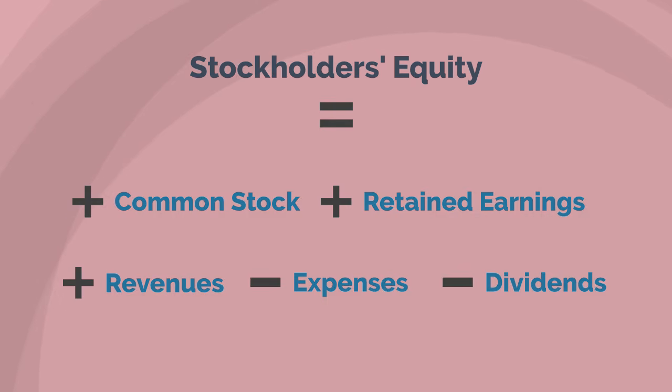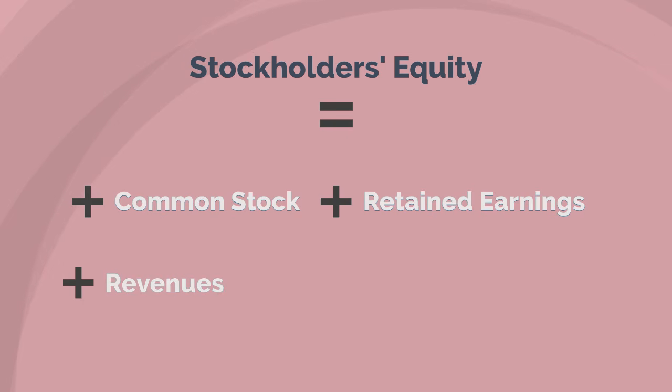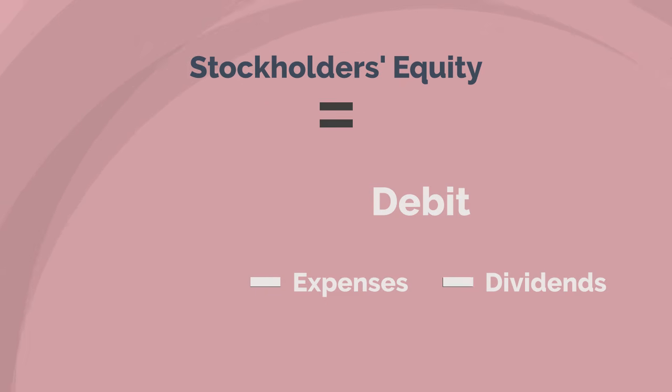Of stockholders' equity, common stock, retained earnings, and revenues are the components with a normal credit balance, like the liabilities account. These are also the added contributions to the final stockholders' equity amount. Expenses and dividends, on the other hand, have a normal debit balance, like the assets account. They are the contributions that are deductions under the stockholders' equity account.